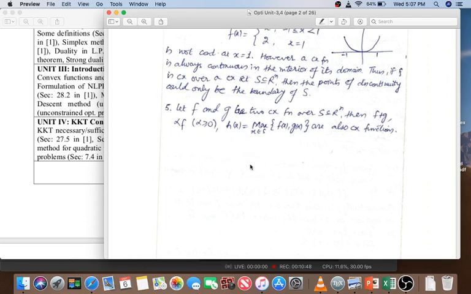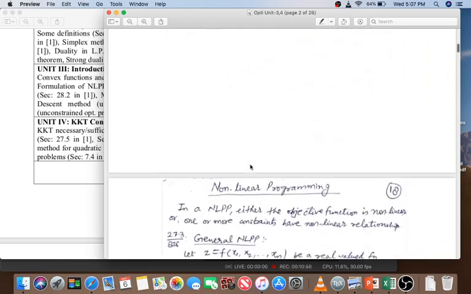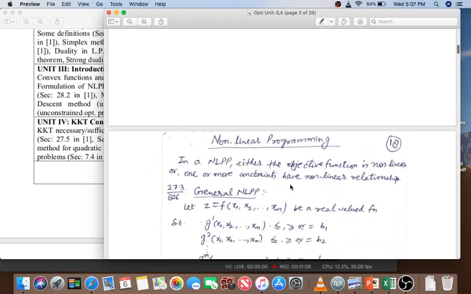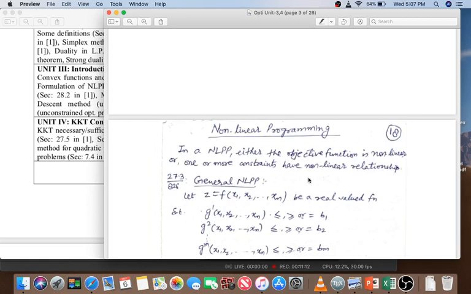So let us come to the next topic, non-linear programming problems. The non-linear programming problem is also an important concept, and we use it to determine the optimal solution in many real life problems. In a non-linear programming problem, either the objective function is non-linear, or one or more or all the constraints are non-linear.